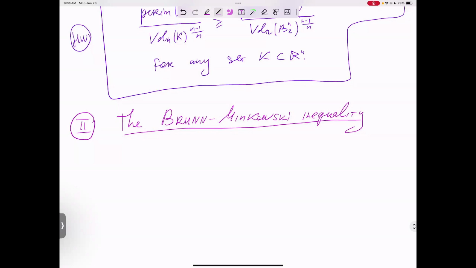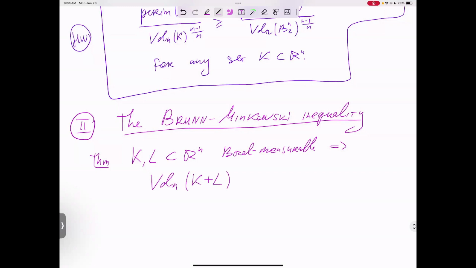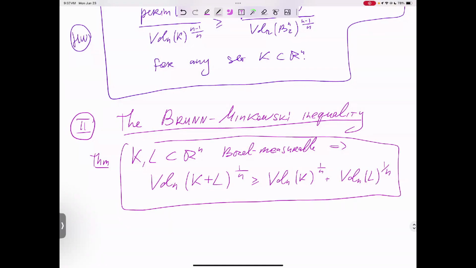So in any case, let me then formulate the Brunn-Minkowski inequality. It tells us that, this is the theorem, if K and L in R^n are Borel measurable sets, then the volume of K plus L to the power 1/n is bigger than the volume of K to the power 1/n plus the volume of L to the power 1/n. This is the Brunn-Minkowski inequality.